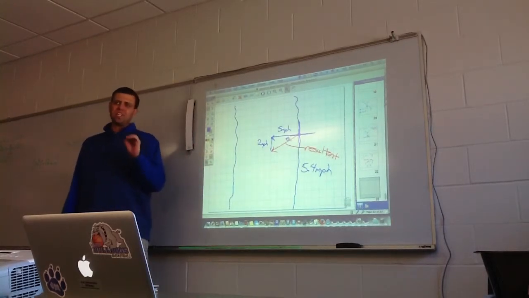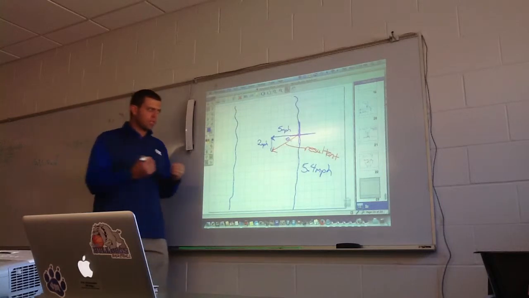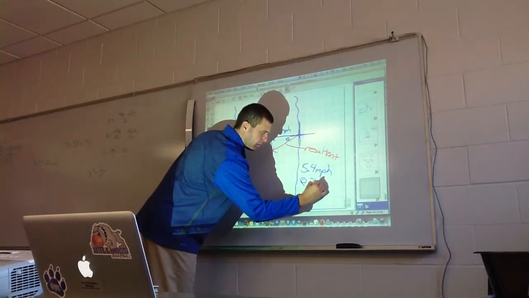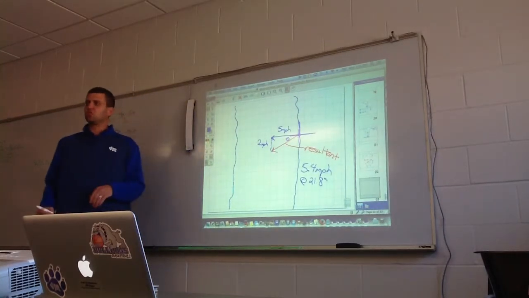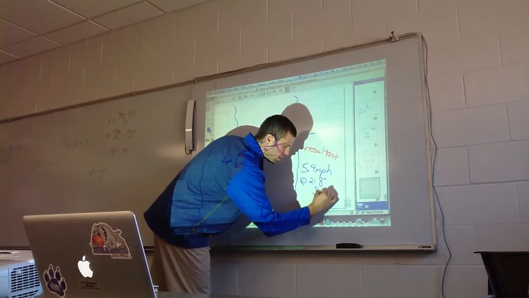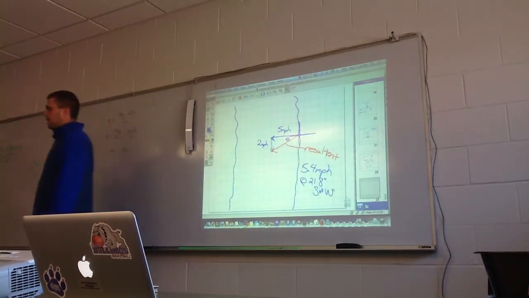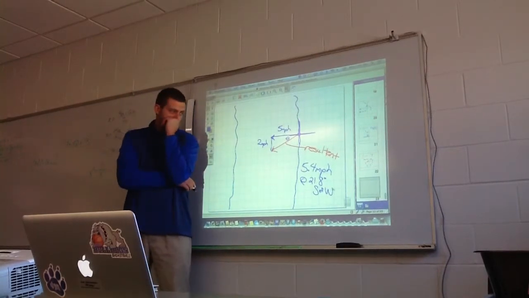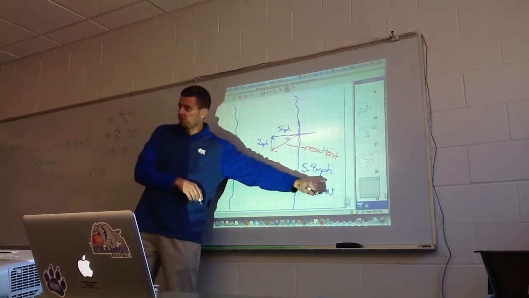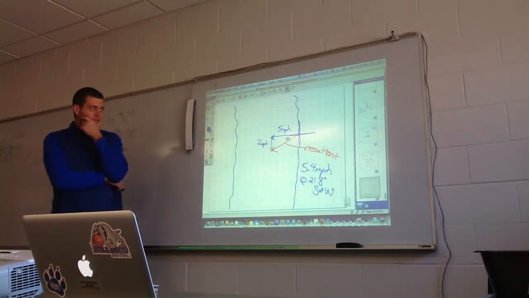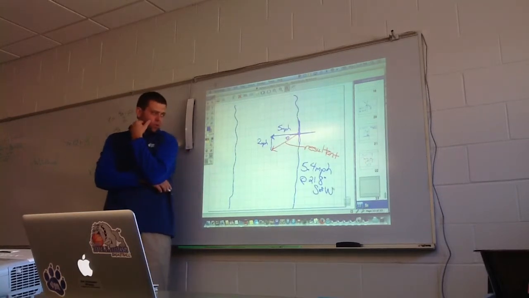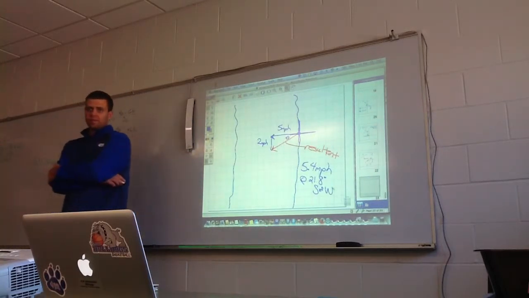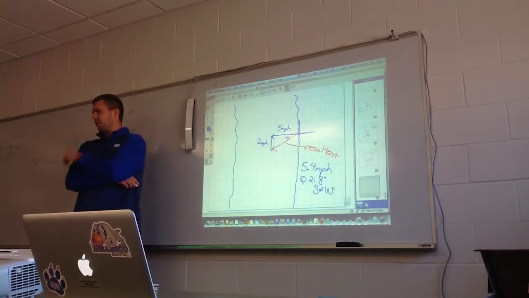So this person, if they don't try to adjust for the current, will end up swimming 5.4 miles per hour at 21.8 degrees what? South of west. Okay? So 5.4 miles per hour at 21.8 degrees south of west. That would be the actual path that this swimmer ends up traveling. Okay? Questions on that?